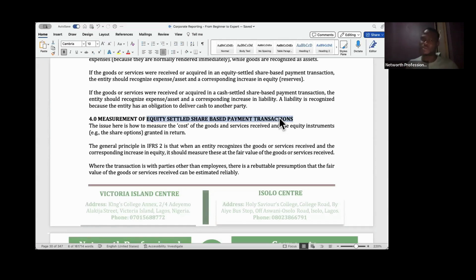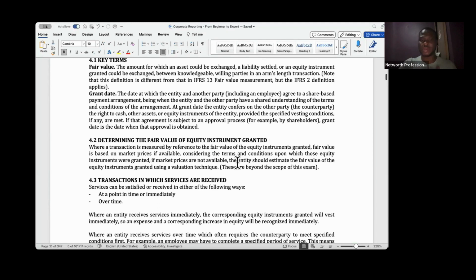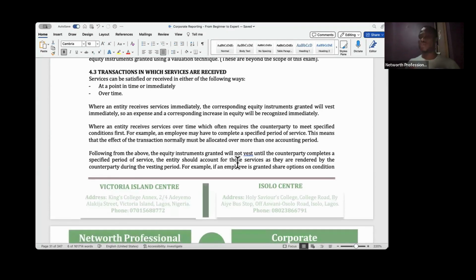We went further that for equity settled, this valuation must be done at the grant date. So you have to use the fair value of the share option at the grant date to measure this equity settled share-based payment. Finally, on measurement, I told you that services are either rendered at a point in time or rendered over time.